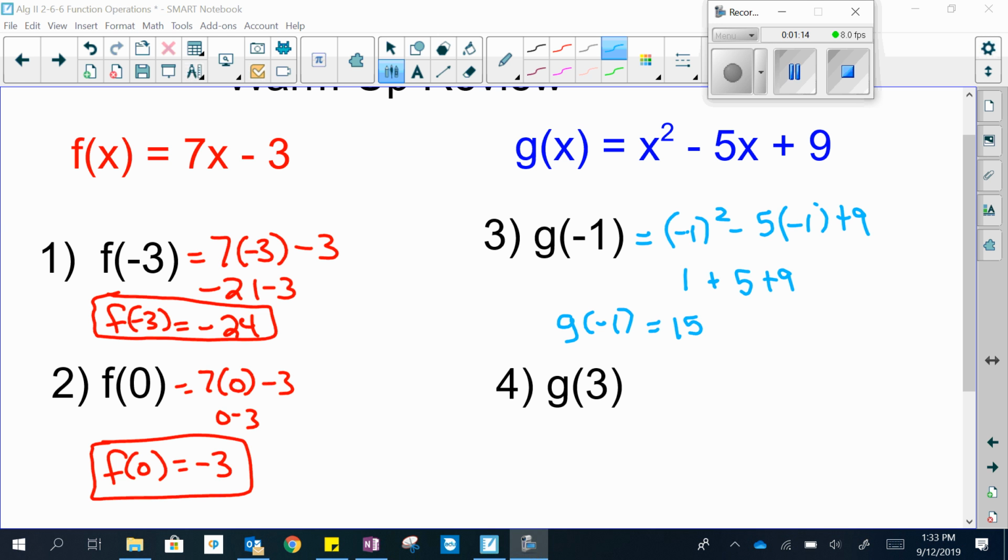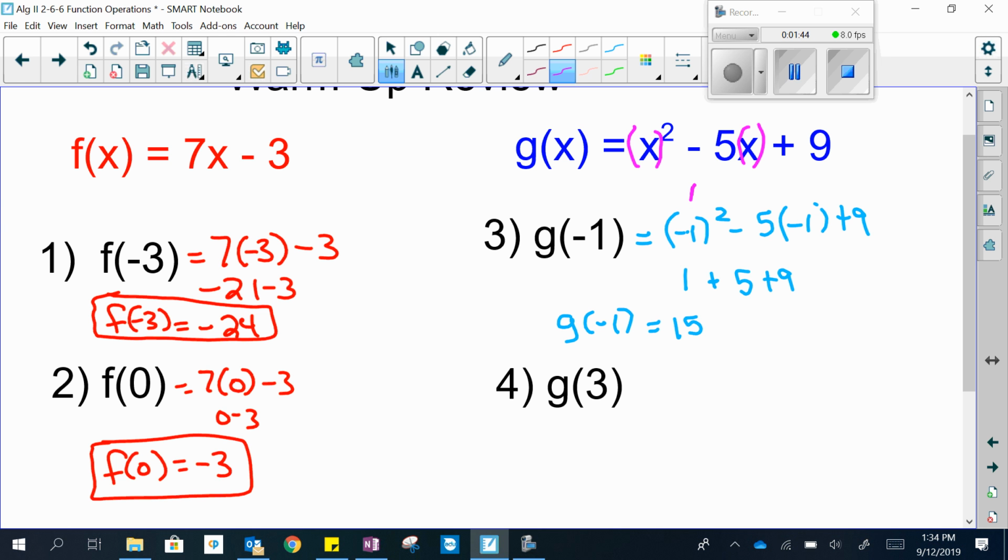Now let's talk about our other function, g of x. Everybody see g of x? So g of x is a quadratic function. We're going to learn more about that later in the year. But it has an x squared. Wherever there's an x, that's where we plug in our input value. Notice that the exponent 2 is on the outside of the parentheses, because we're only plugging in for x. So we plug in and use parentheses.